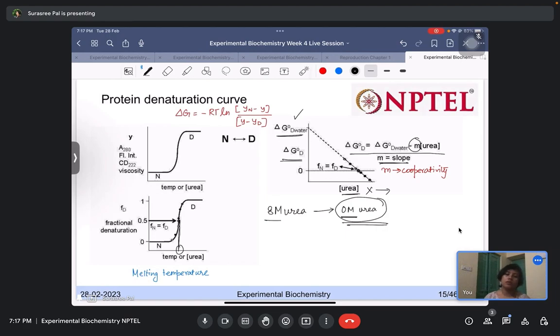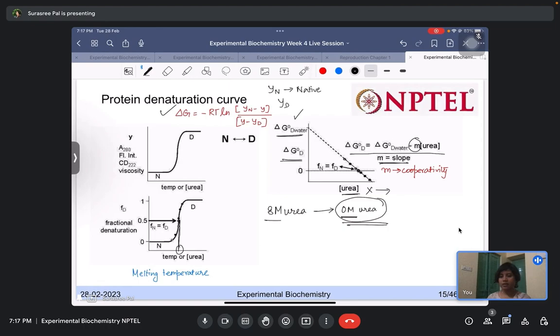So by this gradual decrease in the concentration of urea, we can determine the delta G value, which we will determine from this equation, right? That delta G is equal to minus RT ln (yn minus y) divided by (y minus yd). So what is yn? It is anything that you are measuring in the y-axis. It can be absorbance, it can be fluorescence intensity with respect to the native state.